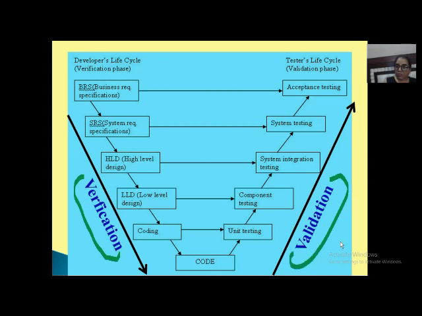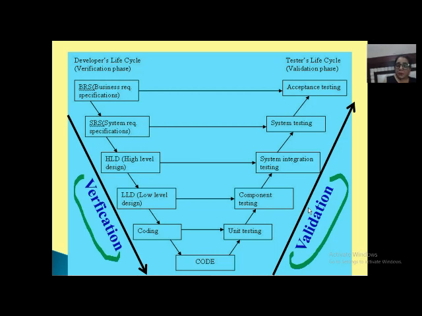The major difference between the waterfall model and the V model is this: in the waterfall model only verification was getting done, but in the V model both verification and validation are getting done. That is why many times we call this particular model a verification and validation model also.